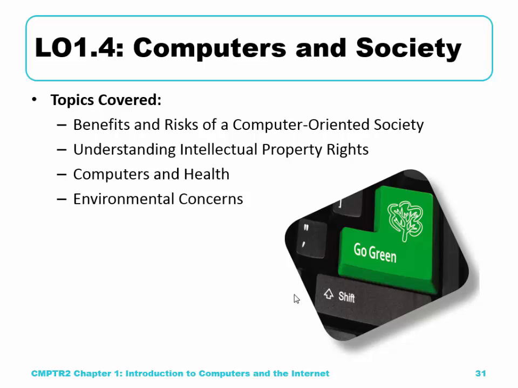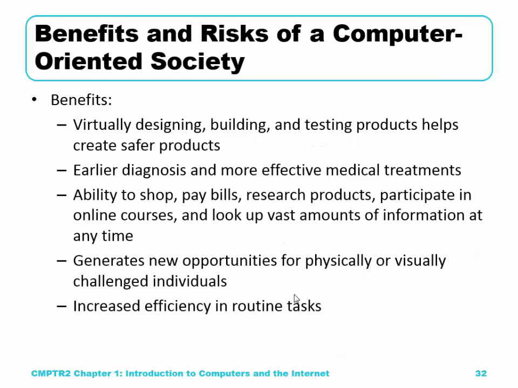Alright, if we move on to the last section of this, which is computers and society, it's going to talk about benefits and risks of computer-oriented society, understanding intellectual property rights, computers and your health, and environmental concerns. So, benefits and risks of a computer-oriented society. Your benefits are virtually designing, building, and testing products, which helps you create a safer product, work out bugs before you get this gigantic structure built that you've already put $1 million in and then it doesn't work.